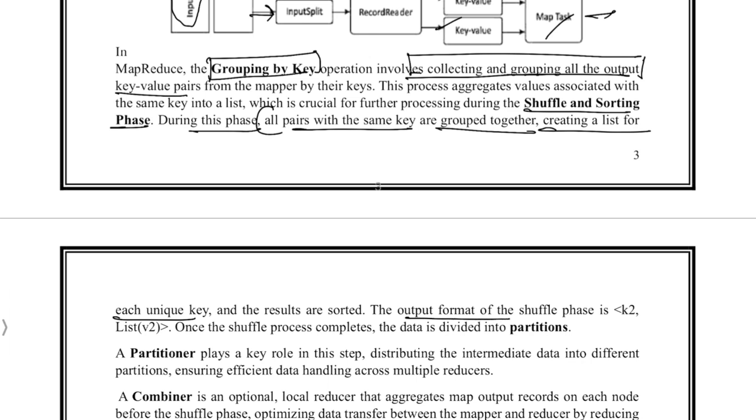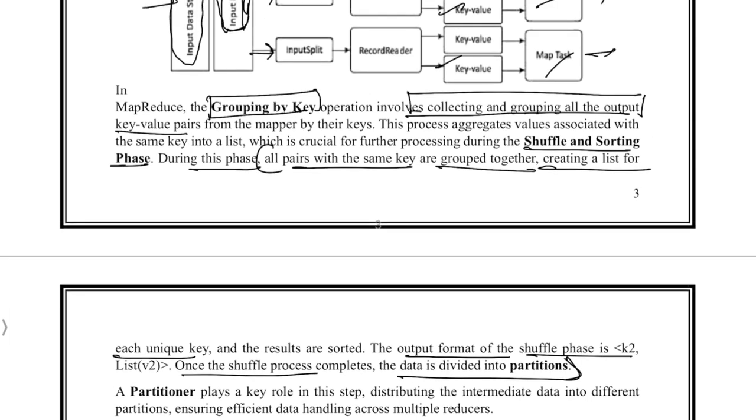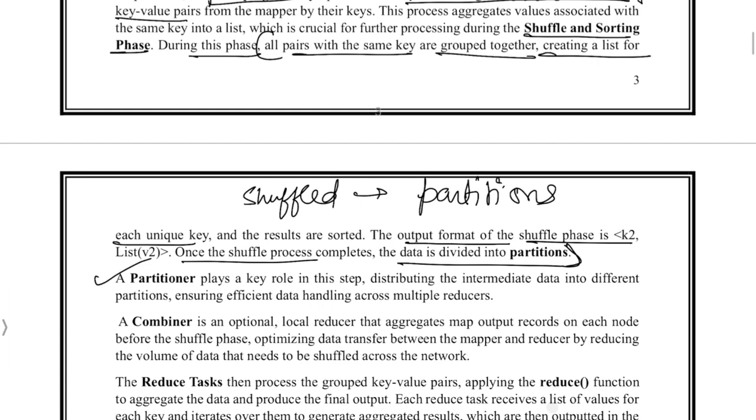And the output format of the shuffle phase: once the shuffle process completes, data is stored, divided into partitions. Now, what is a partition? A partition plays a very important role when you are distributing the intermediate data into different partitions, ensuring that data handling is done across multiple reducers.